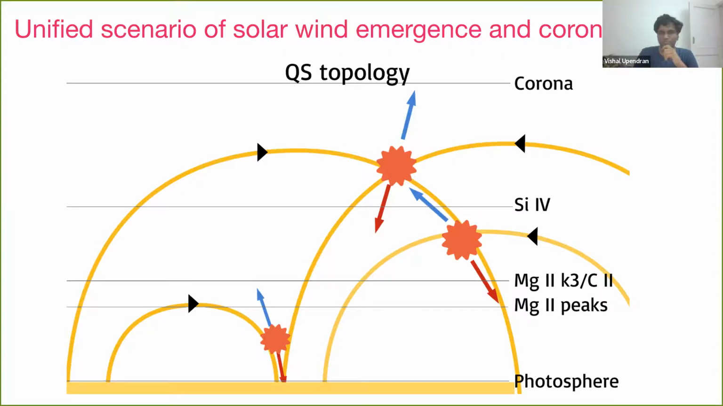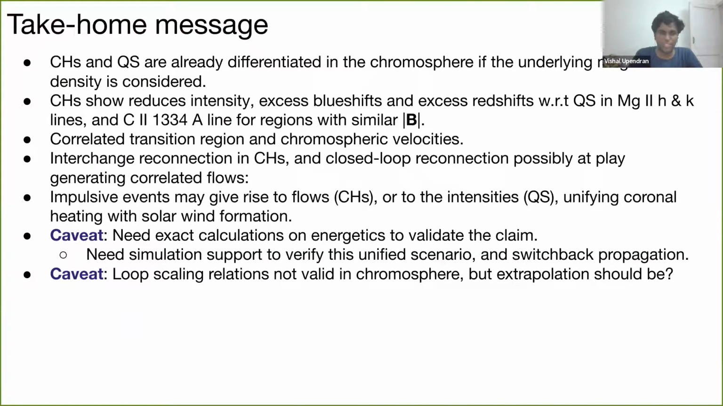which is what we also see from the downflow correlation. So the take-home message of this talk is that coronal holes and Quiet Sun are differentiated in the chromosphere itself, if you account for the underlying magnetic field distribution. And the impulsive heating scenario, where you have interchange reconnection in coronal holes and closed loop reconnection in Quiet Sun, can very elegantly explain the various observations we have.